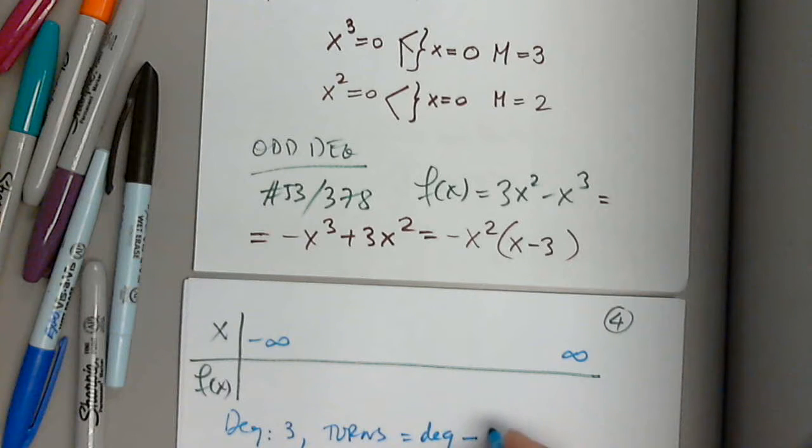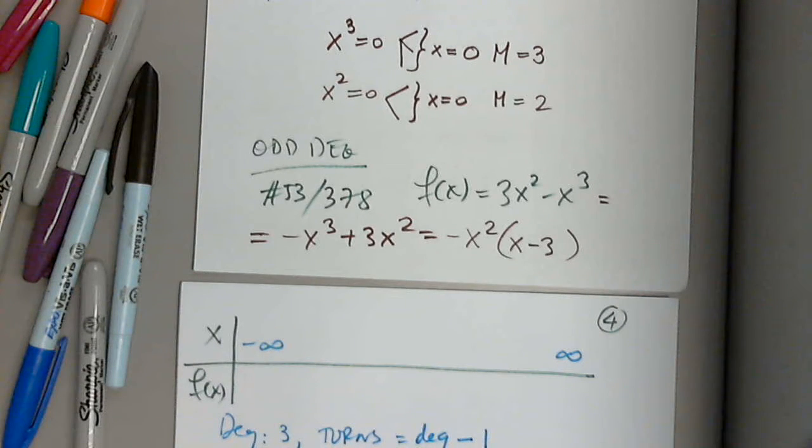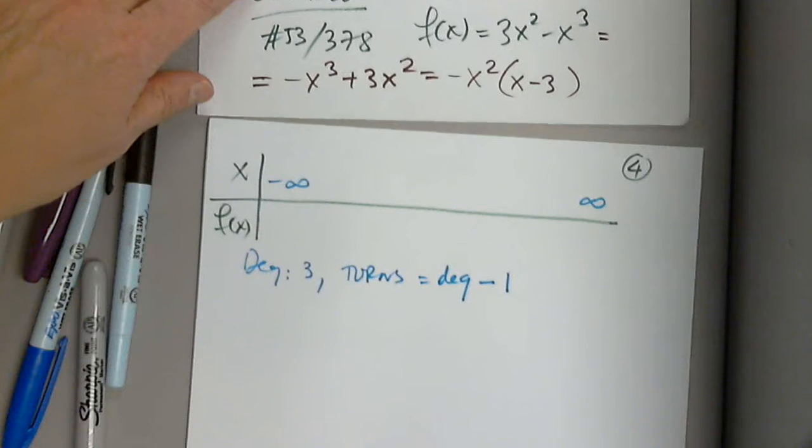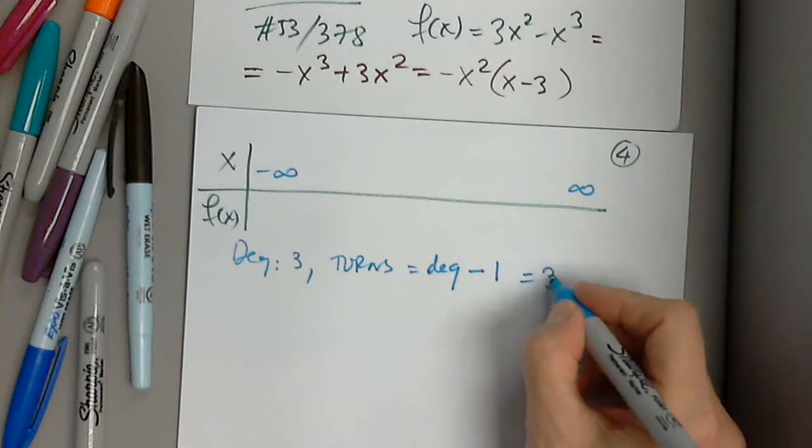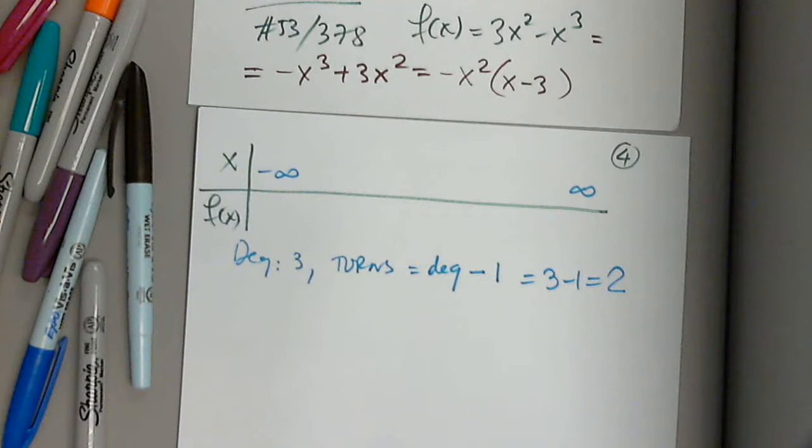Degree minus 1. So always the maximum possible number of turns is degree minus 1. It doesn't have to turn that many times. It cannot turn more than that. So that's only for this one, right? For everything. Okay. So what about x squared? What is the degree of x squared? What is the maximum possible number of turns? Exactly. So this is 3 minus 1, which is 2. The maximum possible number of turns for any polynomial function is the degree minus 1.